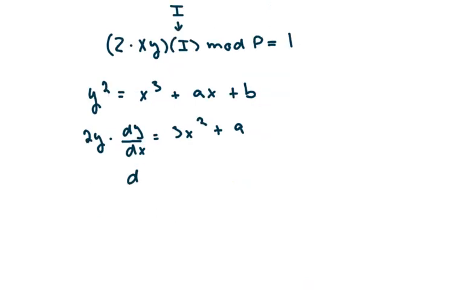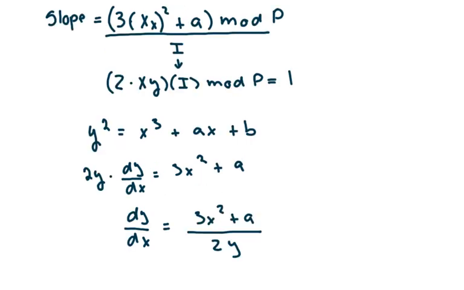So then dy/dx is simply equal to (3x squared plus a), all divided by 2y. And as you can see, with the exception of the modulo operation, that's essentially what we've got up here. But what we've just derived right down here is just a generic equation for finding the slope of an elliptic curve, not necessarily defined over integers modulo p.